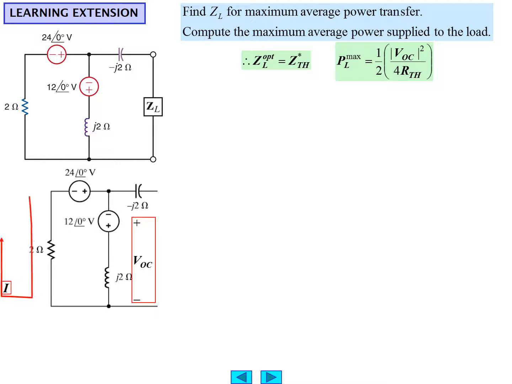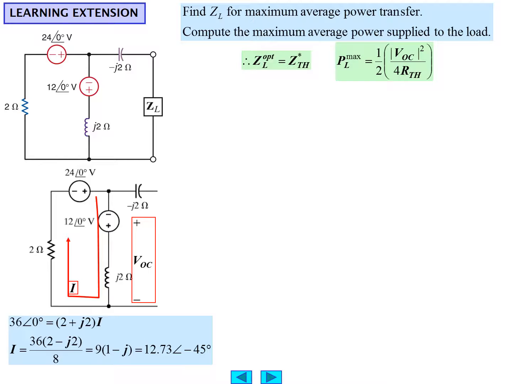So we take off the load, we get an open circuit representation, and we need to find the open circuit voltage. In this case, we have a single mesh current I, which we can calculate directly. And we get an equation 36 angle 0 is equal to 2 plus J2 times I. It's 36 angle 0 because the 2 voltage sources have added, and they add in the same sense because they have the same phase angle. You have to be careful about that, and they also have the same sign. So it's really 12 angle 0 plus 24 angle 0 is 36 angle 0, which gives us I is equal to 12.73 angle minus 45.